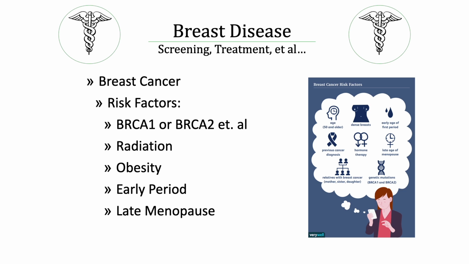BRCA1, 2, which means that a family member that had a breast cancer at a young age, somebody decided to test and look for the BRCA1 gene, came back positive, different issue. They're at a significant risk of developing breast cancer, and you need to treat them a little differently. If they've had long-standing exposure to radiation, obesity, early periods, late menopause. The early period, late menopause is basically due to prolonged exposure to estrogen. So those patients are at a higher risk of developing breast cancer.